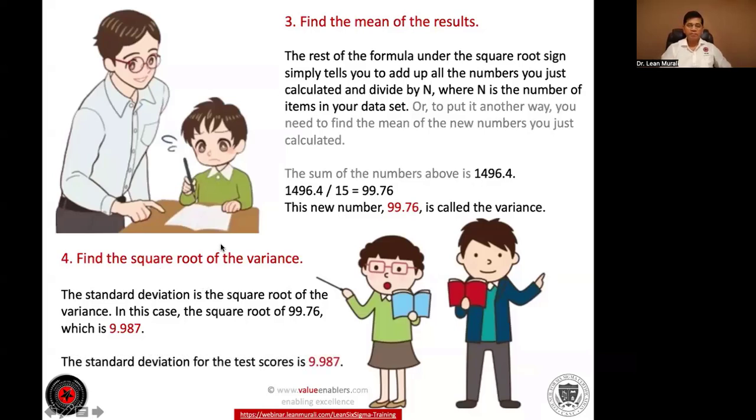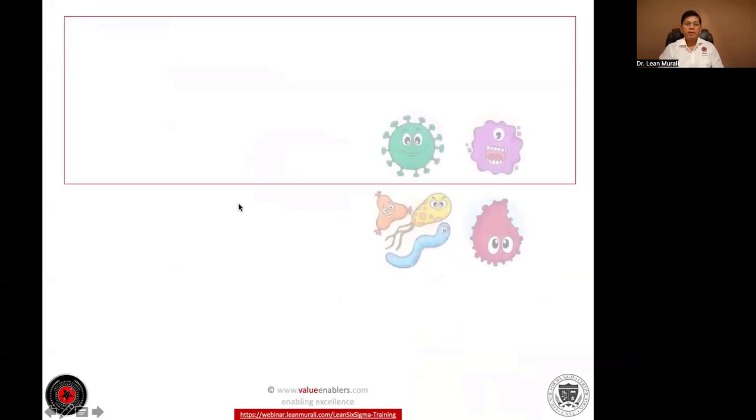Now that we have calculated sigma, the standard deviation of the test score is 9.98.